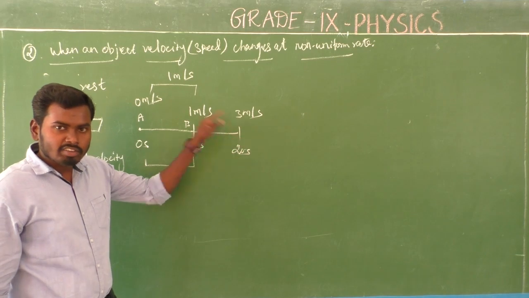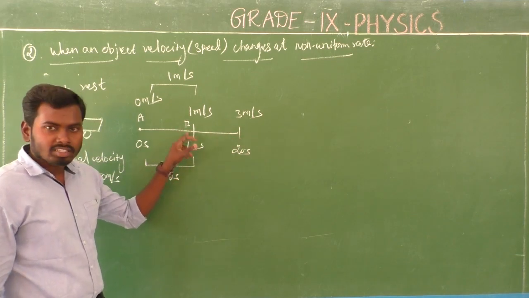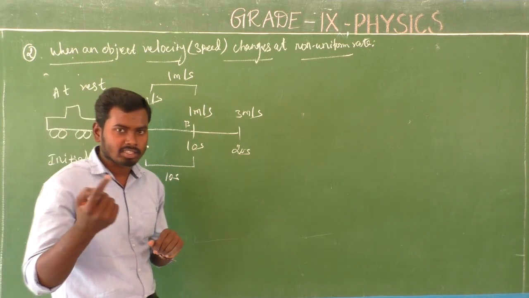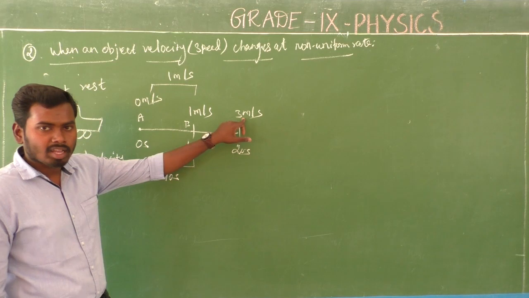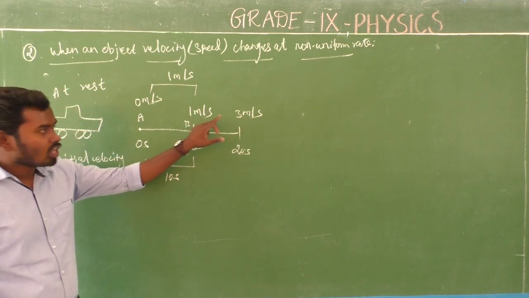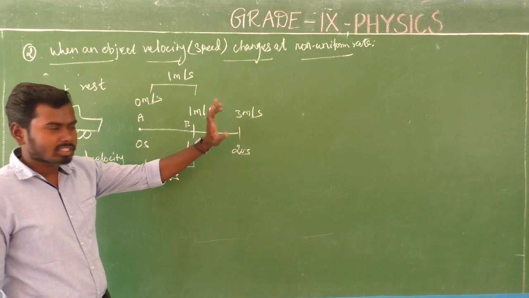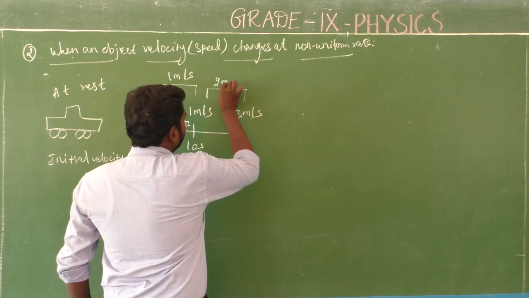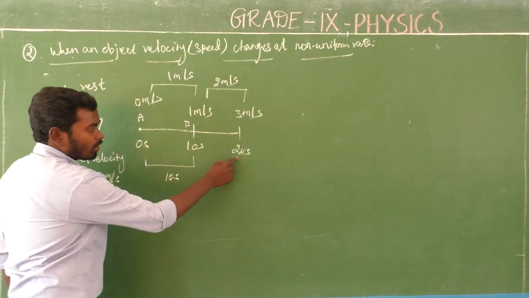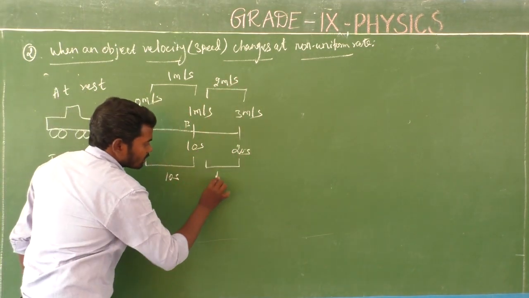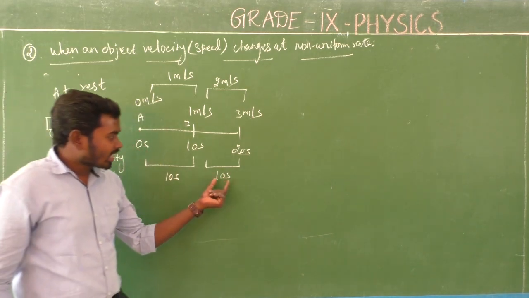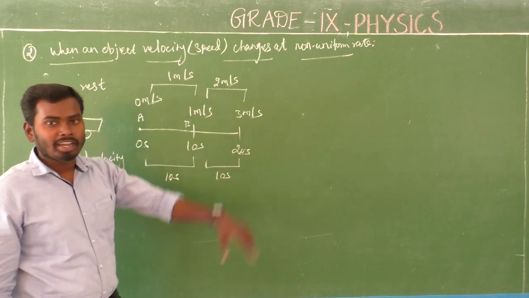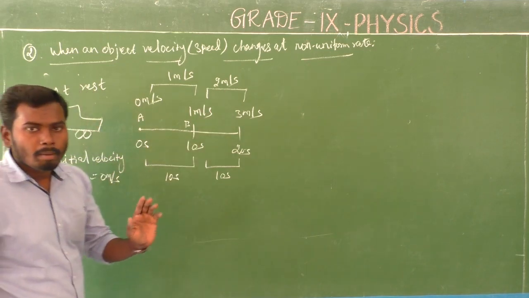Here, which is the initial velocity and which is the final velocity? B is the initial velocity and C is the final velocity. So change in velocity is equal to final velocity minus initial velocity. Am I right? So 3 meters per second is the final velocity, 1 meters per second is the initial velocity. 3 meters per second minus 1 meters per second is equal to 2 meters per second. And 20 seconds minus 10 seconds is equal to 10 seconds. So in the time interval of 10 seconds, the velocity of the object changes at the rate of 2 meters per second. How much? 2 meters per second.